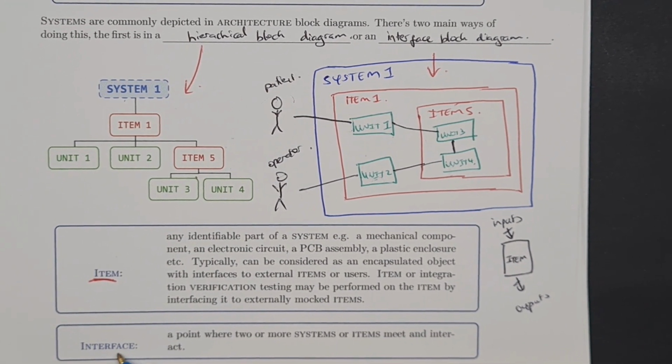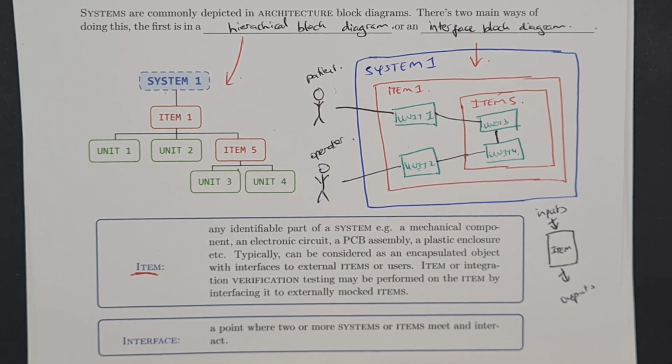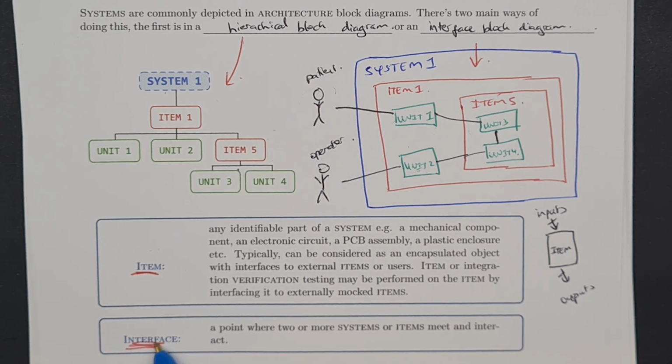Then an interface is just a point where two or more systems or items meet and interact. So that again is really broad, because remember, systems engineering is an interdisciplinary field. You can apply these concepts to electronics, to software, to mechanical design. Hence, an interface can be something like the four mounting holes on a PCB, or it could be the application programming interface between two software systems, etc.